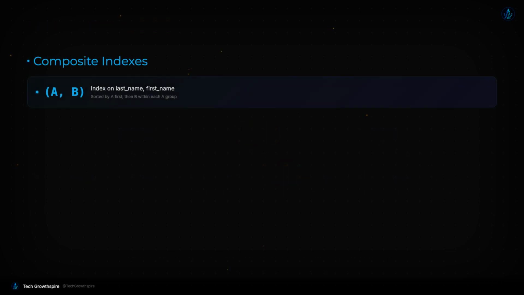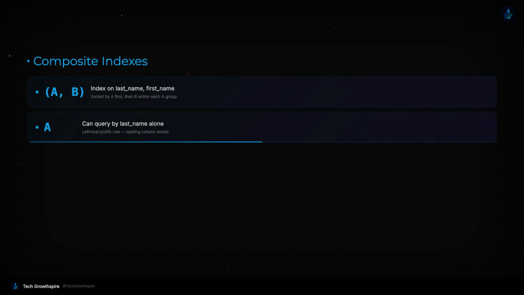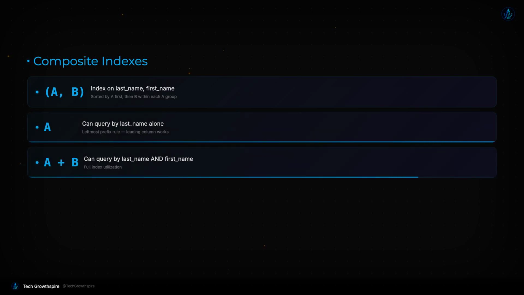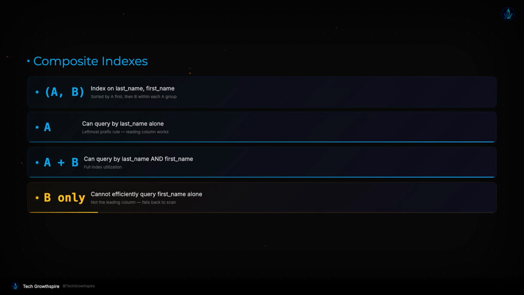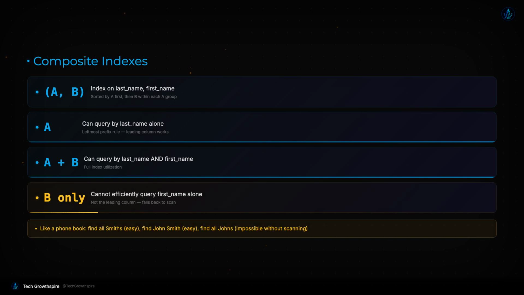Now let's talk about composite indexes, also called multi-column indexes. A composite index is built on 2 or more columns. For example, an index on last name and first name. The data is sorted first by last name, then by first name within each last name group. The critical concept here is the leftmost prefix rule. The database can use this index for queries that filter by last name alone or by last name and first name together. But it cannot efficiently use this index for queries that filter only by first name, because first name is not the leading column.